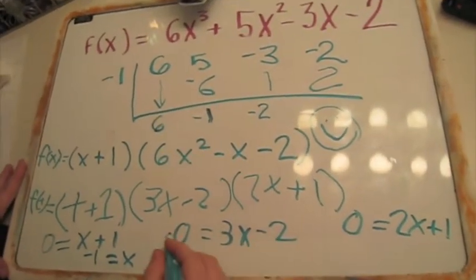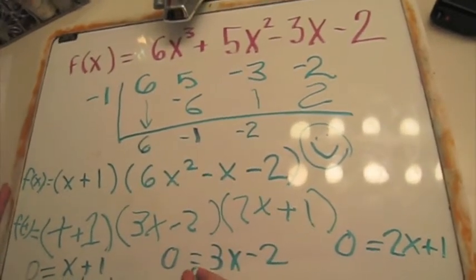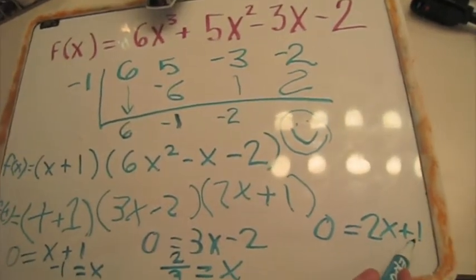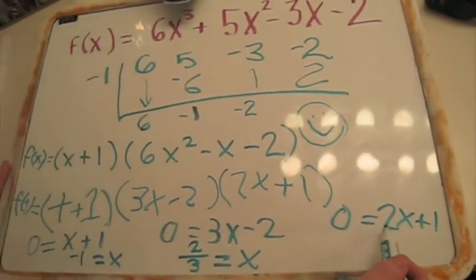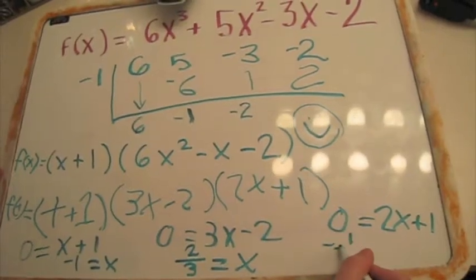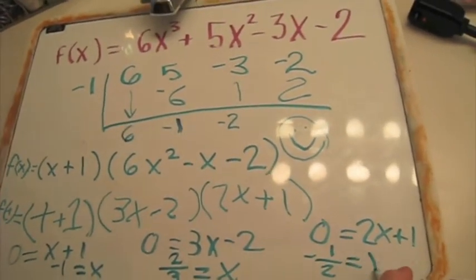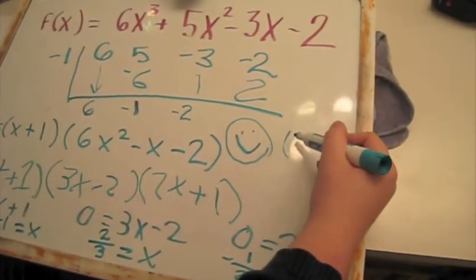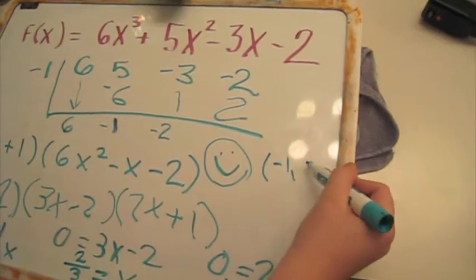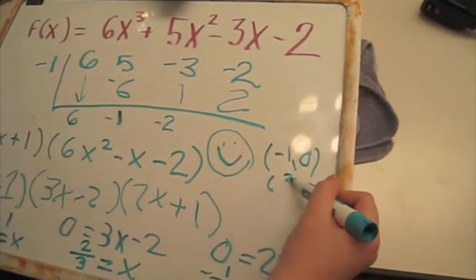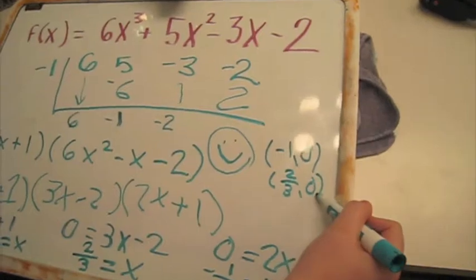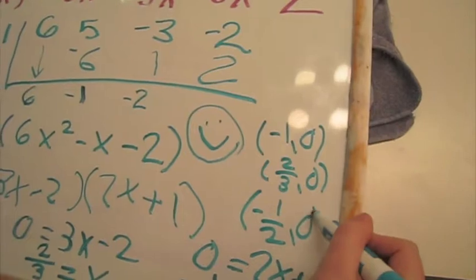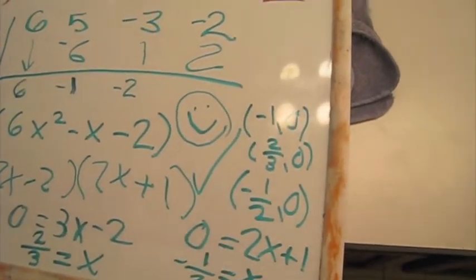You would add 2 over, and 2 divided by 3 is 2/3. You would subtract 1 over here and then divide it by 2, so negative 1/2. And if you had to do these on a graph, the coordinates for it would be negative 1, 0, 2/3, 0, and negative 1/2, 0.